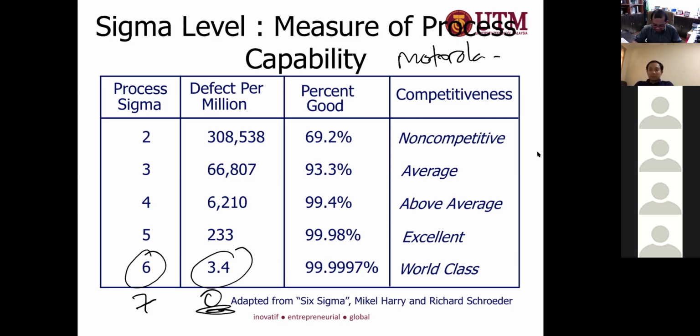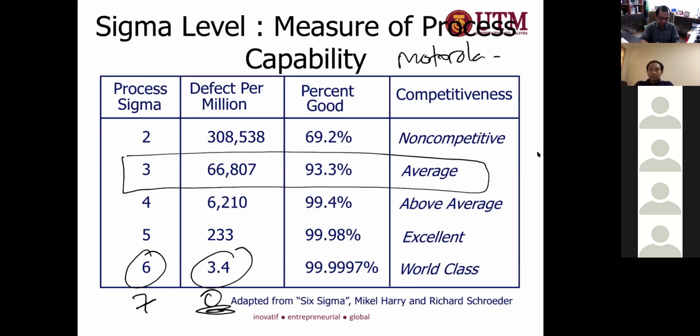So how do you achieve this? I don't know. Maybe achieving this is good enough, but the average majority of companies, I think, struggle hard to get 3 Sigma.